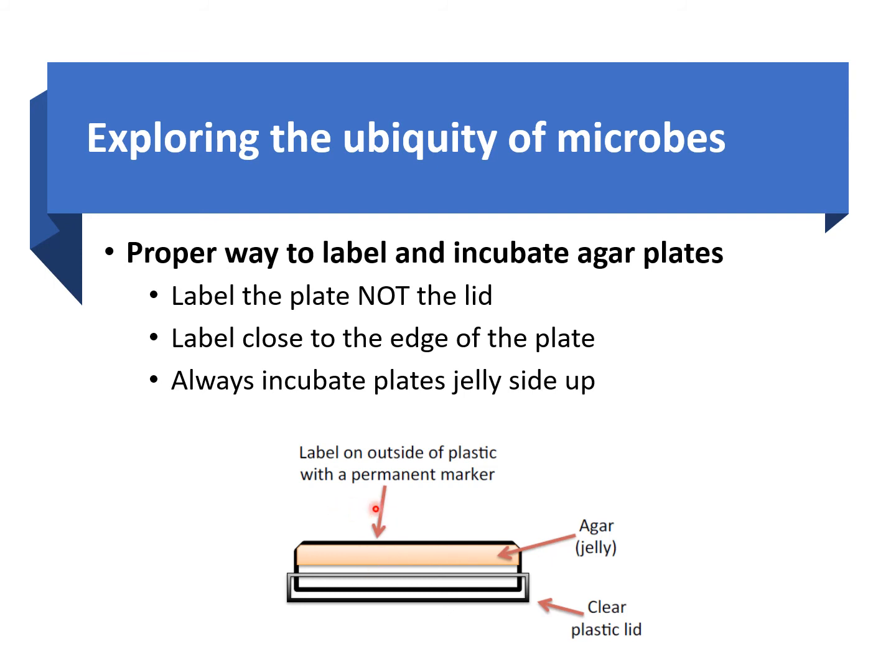Why do we always label the bottom part of the plate and not the lid? Because the lid can fall off. And if the lid falls off, and let's say you have multiple plates and several of the lids came off, then you're not going to know which lid belongs to which plate. But if you label the bottom of the plate, you are safe.